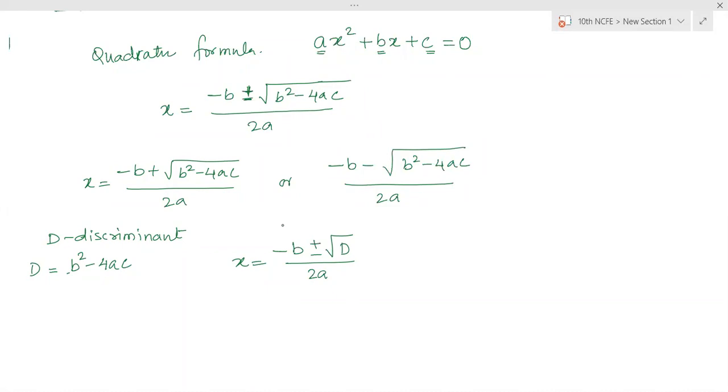So better, instead of solving all those questions again by factorization and keep hammering your head with the factorization method, you can directly use the formula. Because in a question, they will not ask you which method you have to use, whether you have to solve by factorization or by quadratic formula. Sometimes factorization by middle term splitting will not be easier. In that case, directly you have to use the formula, right?